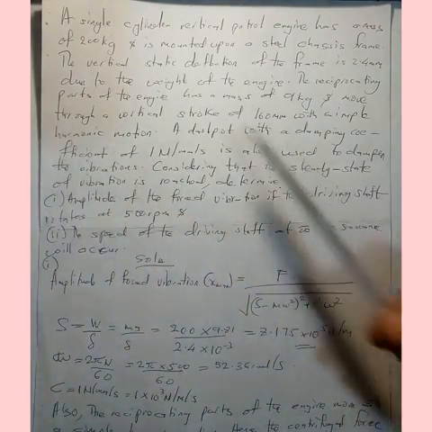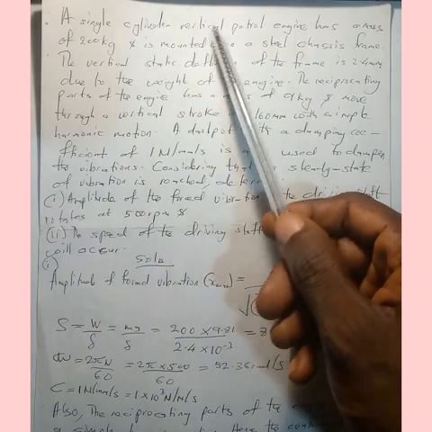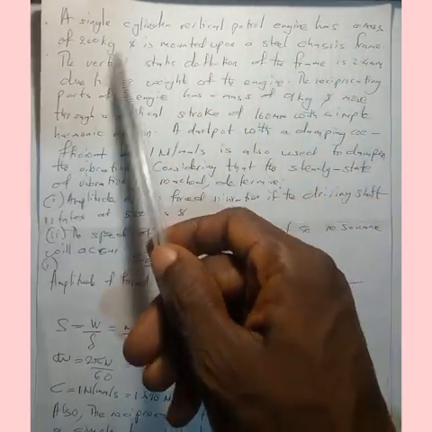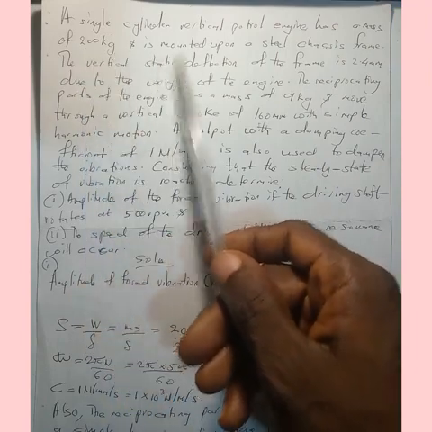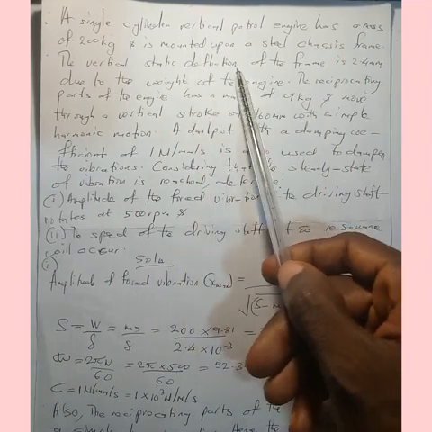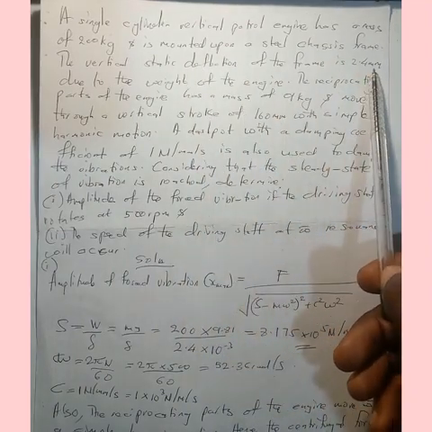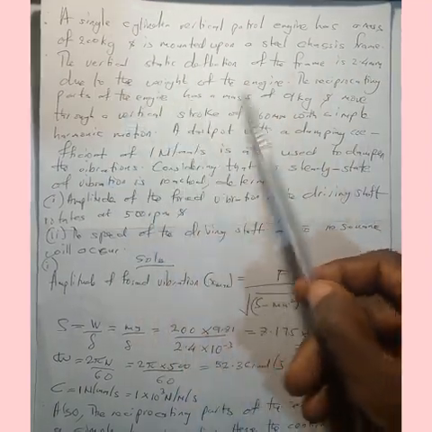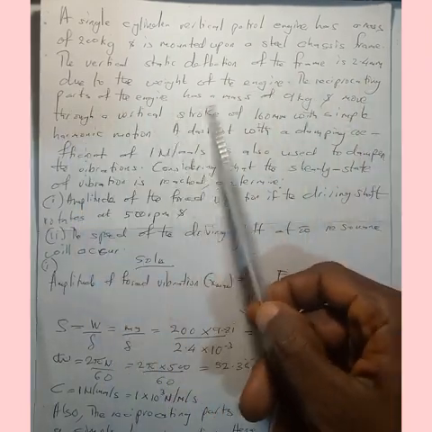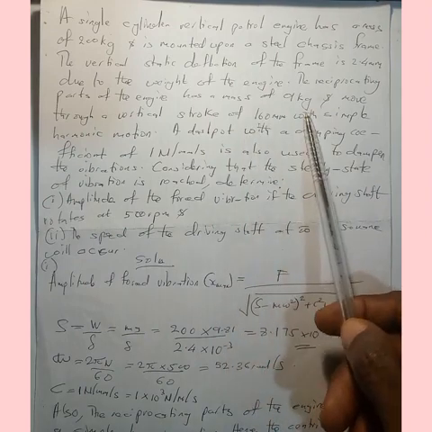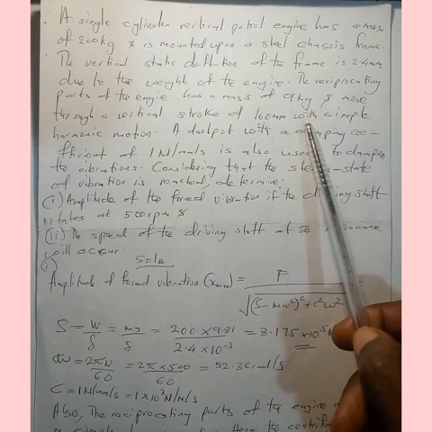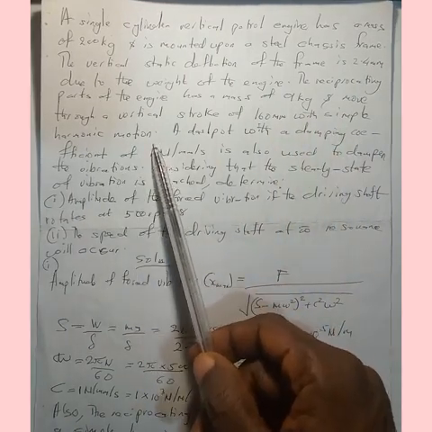So in this particular question, we're told that a single cylinder vertical petrol engine has a mass of 200 kg and is mounted upon a steel chassis frame. The vertical static deflection of the frame is 2.4 mm due to the weight of the engine. The reciprocating part of the engine has a mass of 9 kg and moves through a vertical stroke of 160 mm with simple harmonic motion.